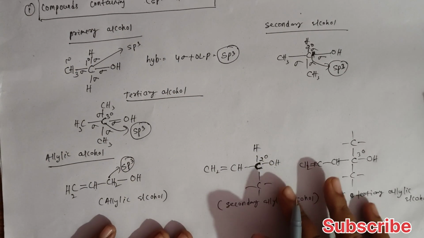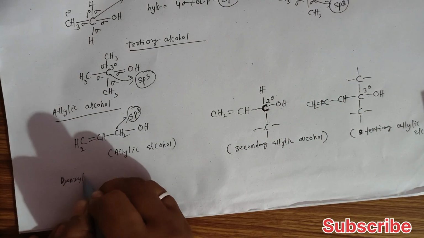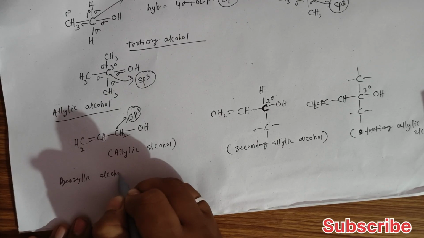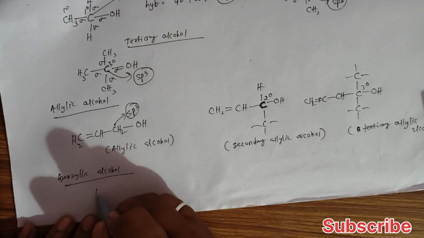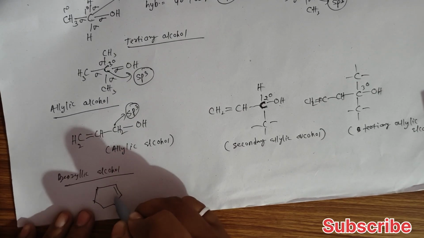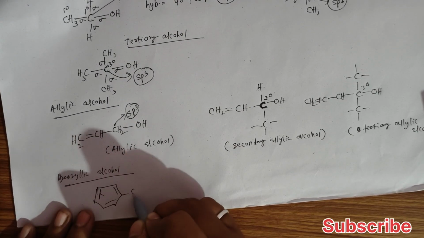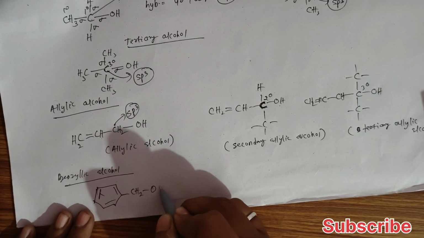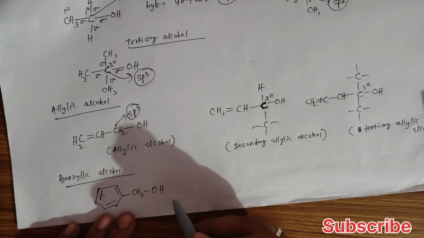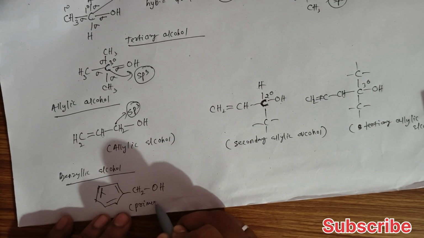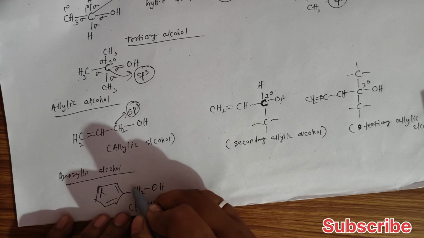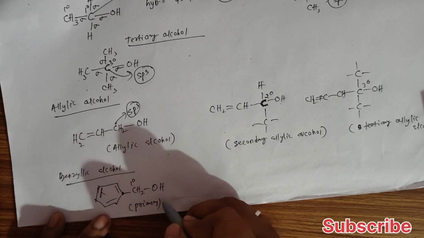Okay, now come to benzylic alcohol. What is benzylic alcohol? Benzylic alcohol means a benzene group, that is, this is the structure of benzene, attached to CH2, and this CH2 is directly attached to OH. This is our benzylic alcohol. This is a primary alcohol. Why primary? Because this carbon is directly attached to only one carbon atom. That's why it is called a primary benzylic alcohol.